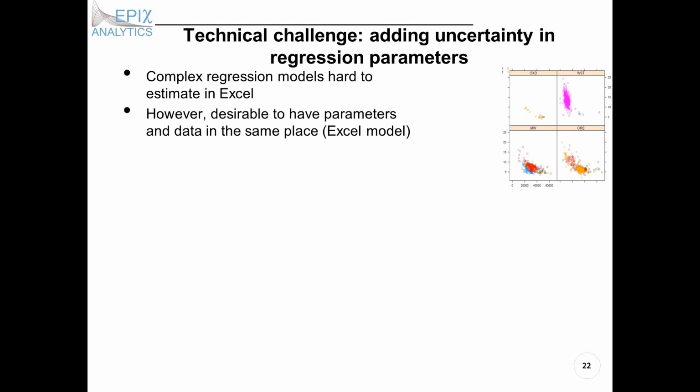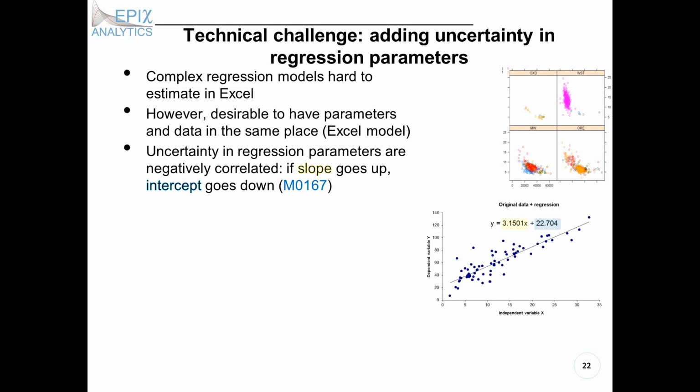Now, in contrast, we do need to have the parameters and the data in the same place, because that's where the model will reside, especially if you're using @RISK. So a key thing about regression parameters is that the slope and the intercept are negatively correlated.